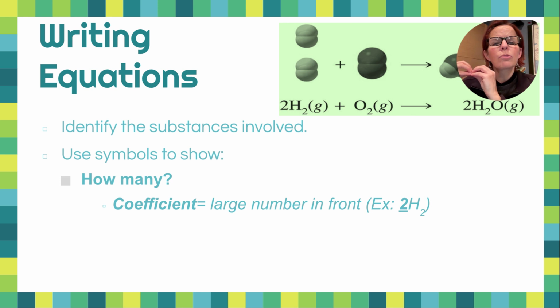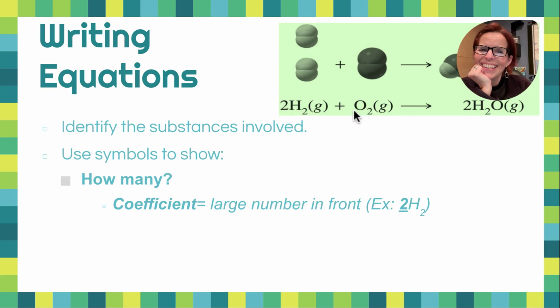The term is the word coefficient. A coefficient, unlike a subscript, the subscripts are the little numbers written down below. Superscripts are the small high numbers that are up above, but a coefficient is the large number in front. That might be confusing. So the large number written in front. So notice in this equation here, there's a 2 in front of the H2.